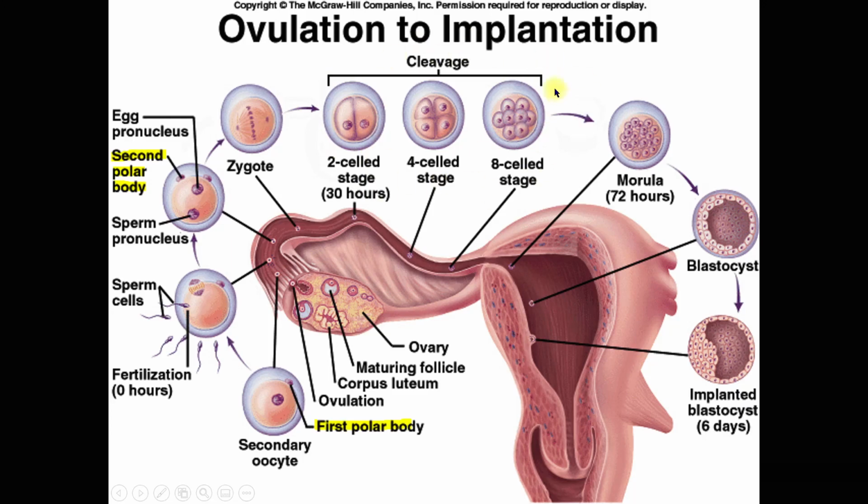After the zygote, we have cleavage, then implantation, and then embryogenesis. So next lecture we'll be covering cleavage, morula, blastocyst, and implantation. Okay, bye.